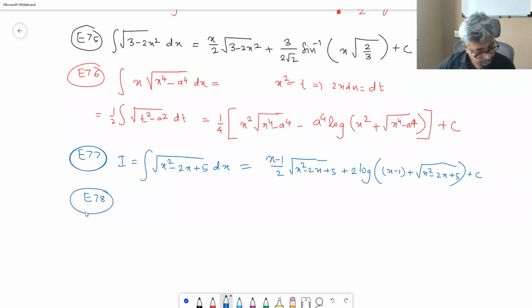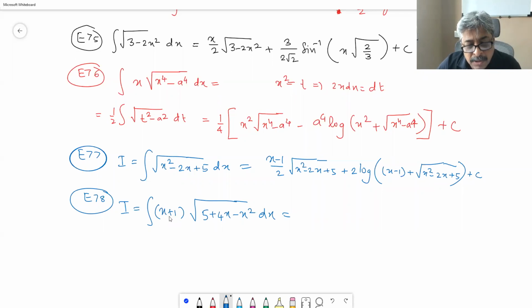E78. I is equal to integral x plus 1 radical 5 plus 4x minus x square dx is equal to. Okay, the trick here is, this x plus 1 is a burden right now. If it would have been radical 5 plus 4x minus x square without this term, then it would have been easy.